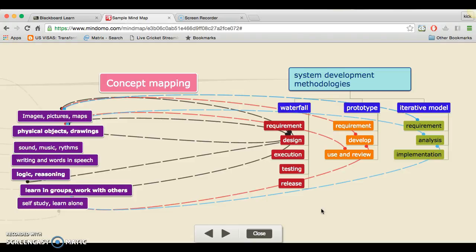So coming to the iterative model, for the requirement, we need the images, pictures and maps, as for everything, for the waterfall or for the prototype. And coming to the analysis, we need the physical objects drawings for the analysis. And we also need the self-study, learn alone. So in the iterative model. So this is the concept mapping.